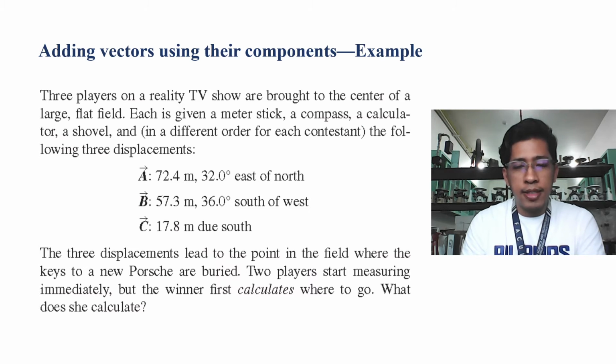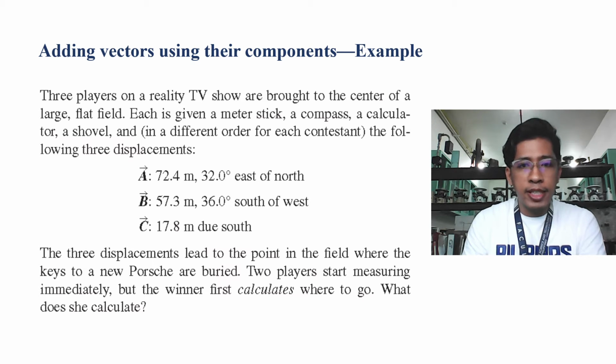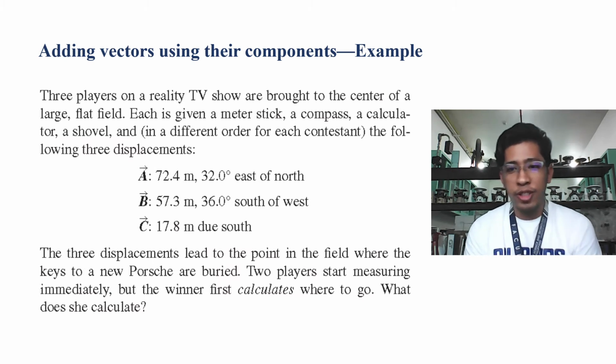Let's say as the first player, you're given the order A, B, C, and then the second player was given the order B, A, C, and then the third player was given the order C, B, and then A. Now, the three displacements led to the point in the field where the keys to a new Porsche are buried. So this is actually a treasure hunt.